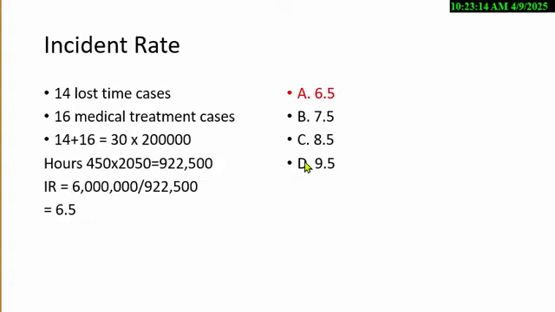It is A. So we have 14 cases in medical treatment and 16 lost time cases. These are the 2 entries on the 300. 14 plus 16 is 30 cases times our 200,000 divided by our hours. 450 times 2,050 is 922,500 hours. The numerator of 6 million, which is 30 times 200,000, divided by this, equals 6.5.